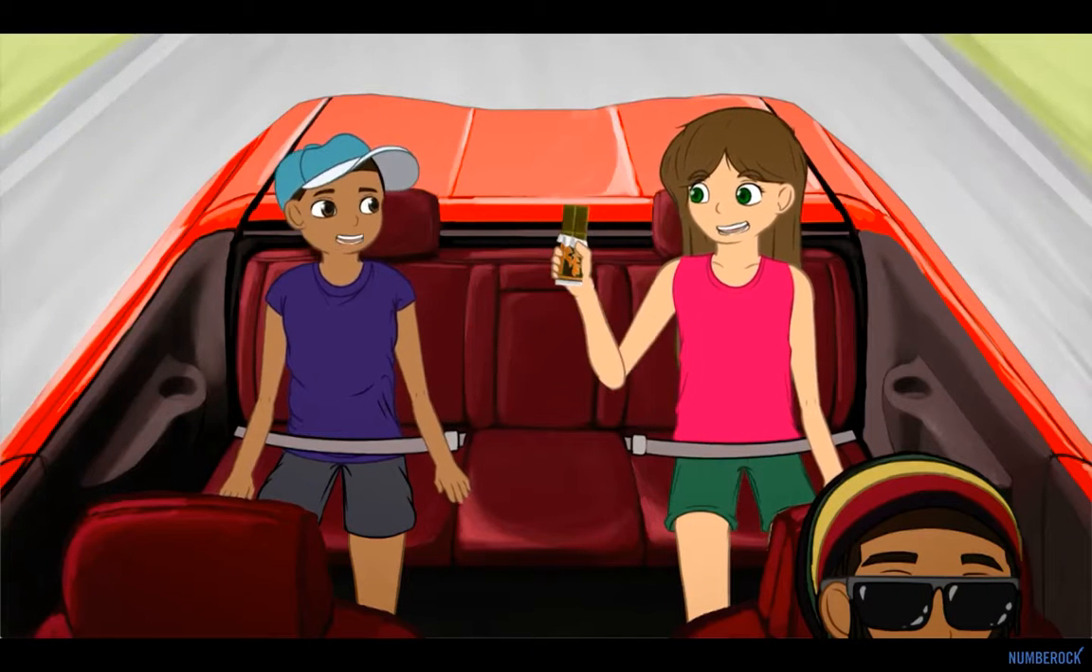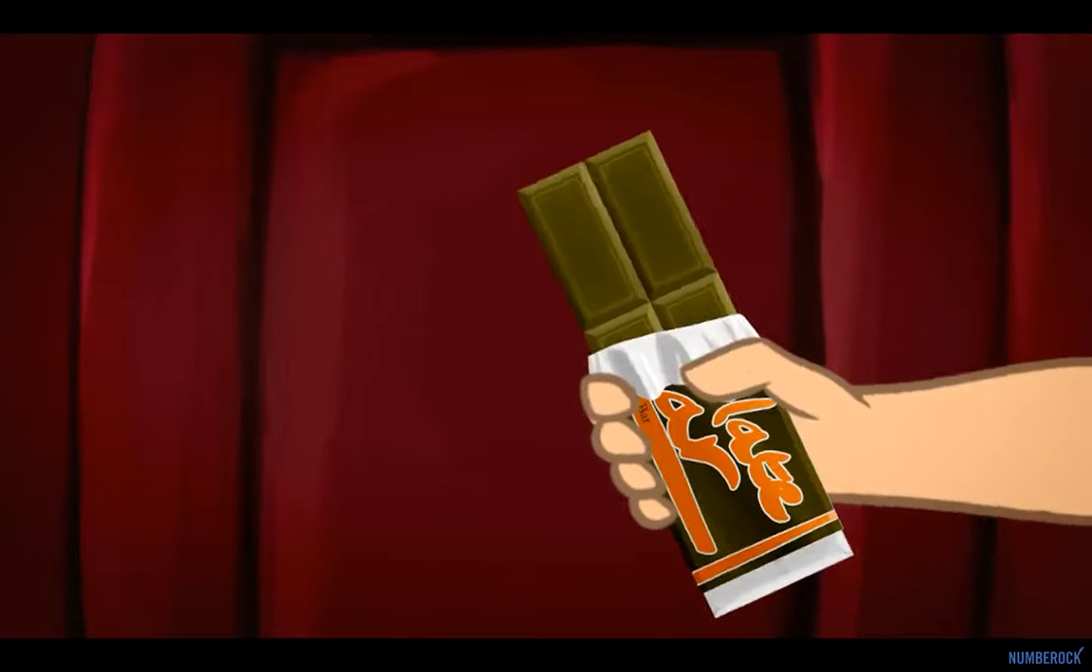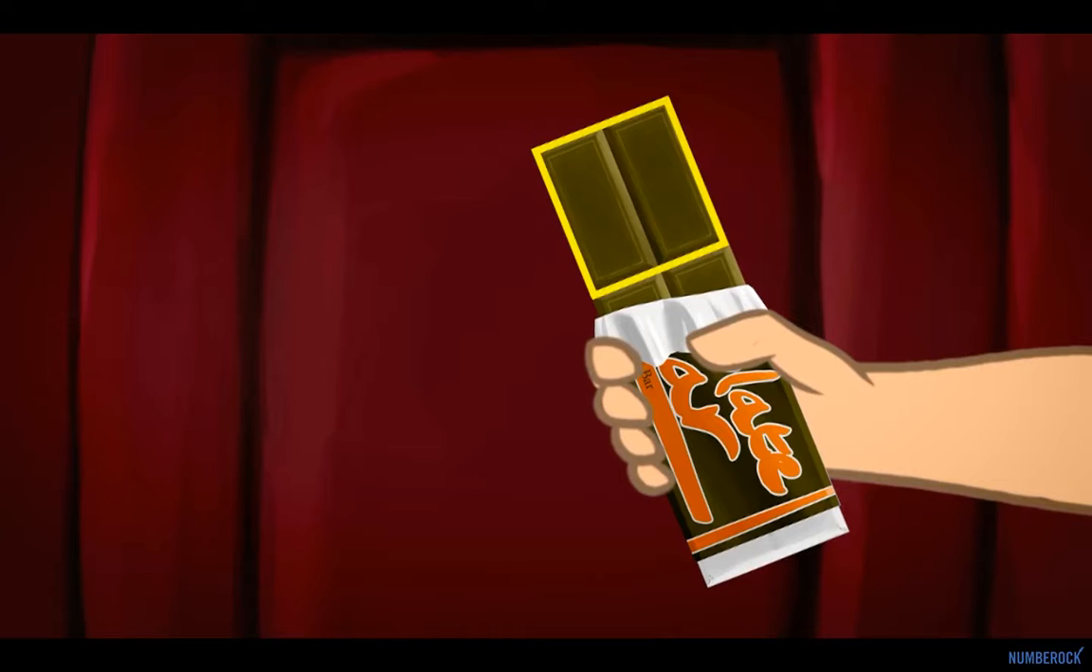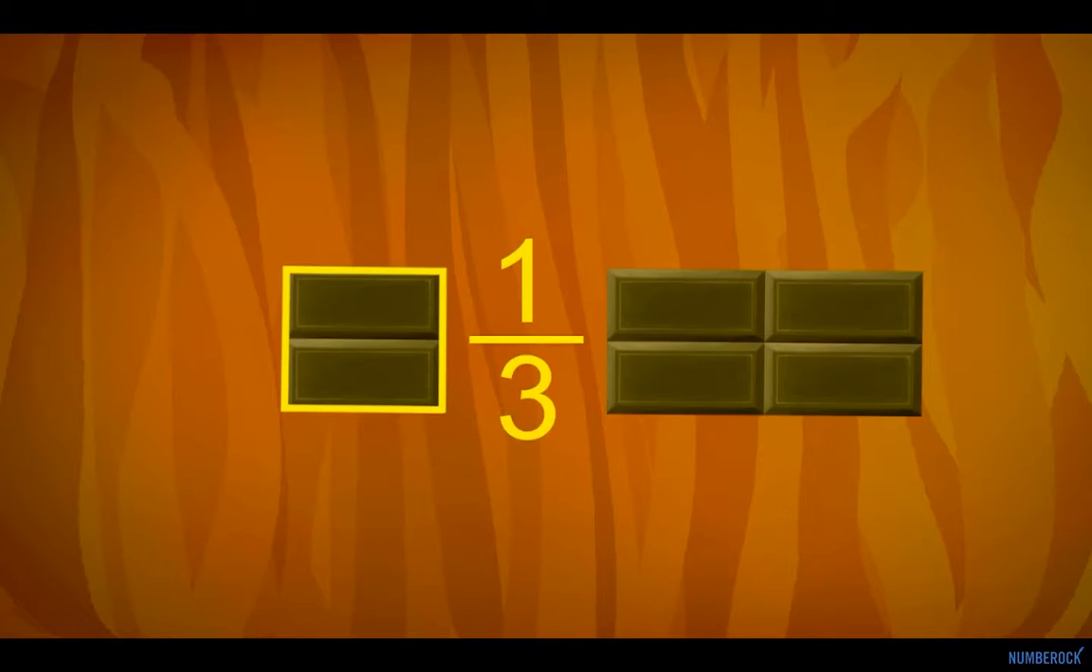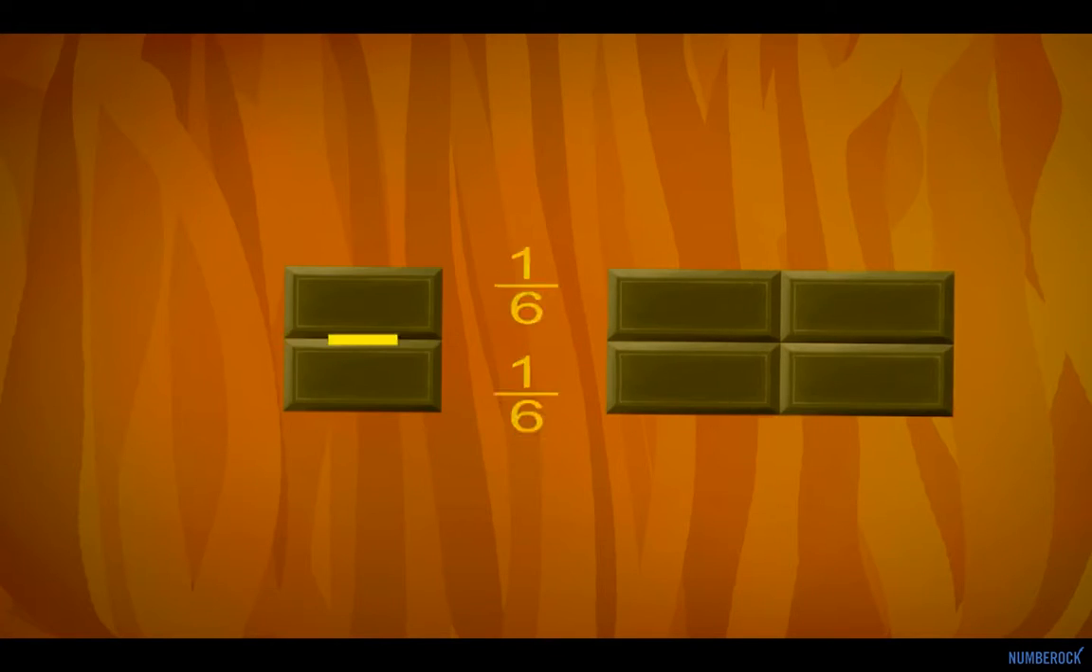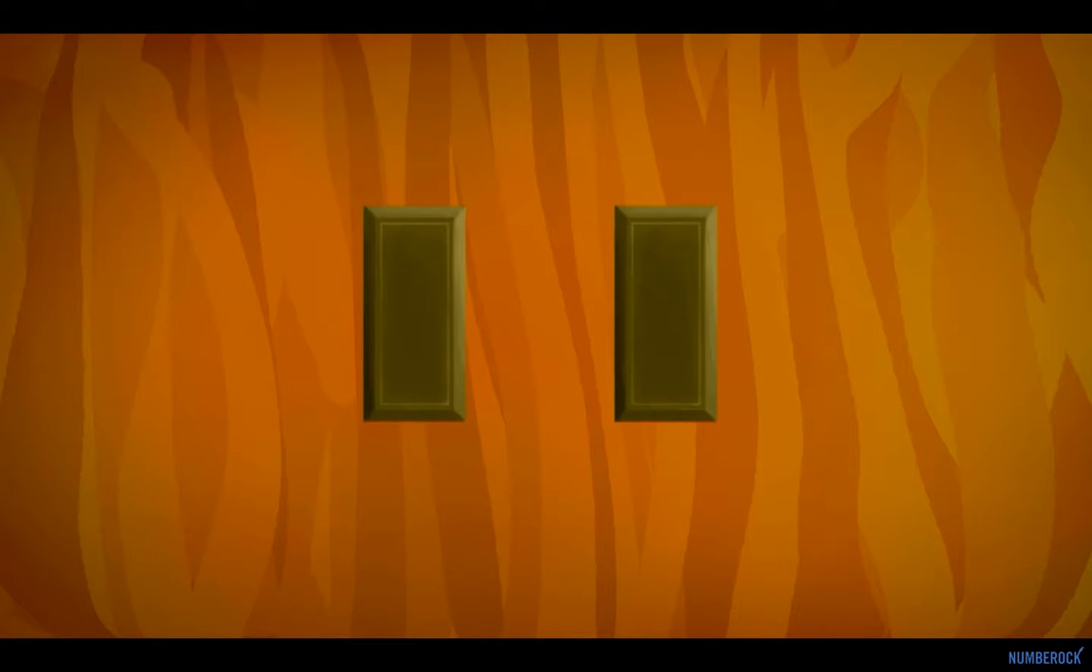Two friends were riding in the back of a car, shared a third of a candy bar. 1/3 divided by 2 is 1/6. They ate the 1/6 of the Twix.